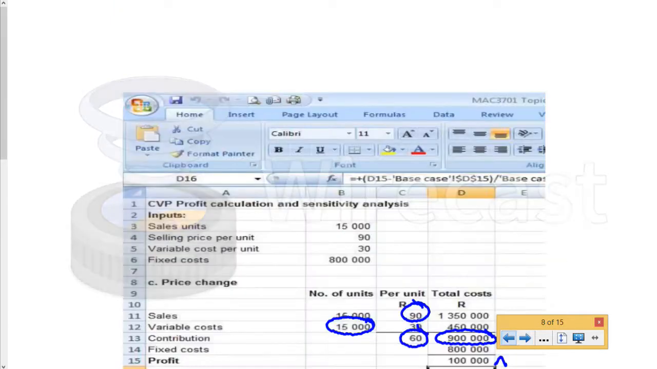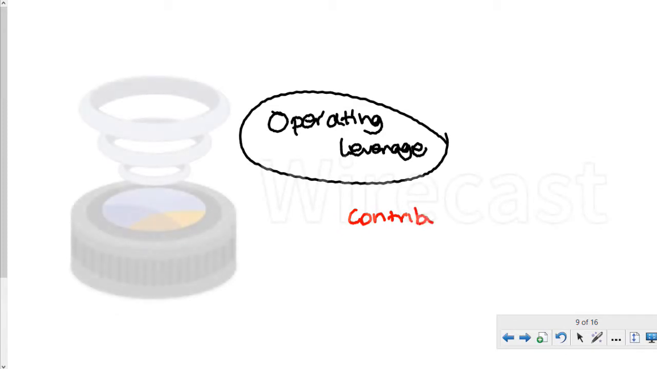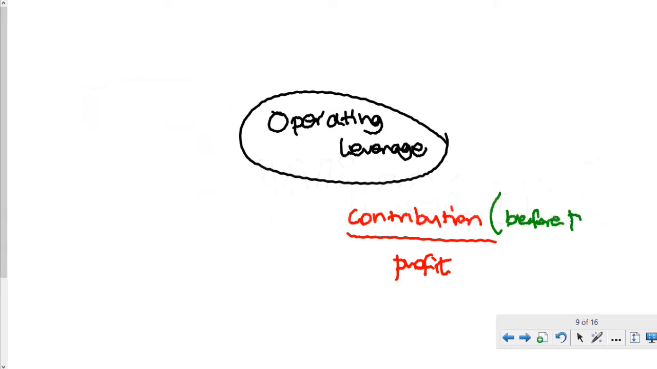Then I want to just touch on something that we also did in the assignments, I think in a different place, operating leverage. Because this is where operating leverage fits, and if you're looking for operating leverage, this is the chapter that it's in. Operating leverage is a formula that looks at contribution and divides it by profit. And I think we've had this discussion, so I'm not going to go into a lot of detail. All I want to remind you of is that contribution is before fixed costs and profit is after fixed costs.